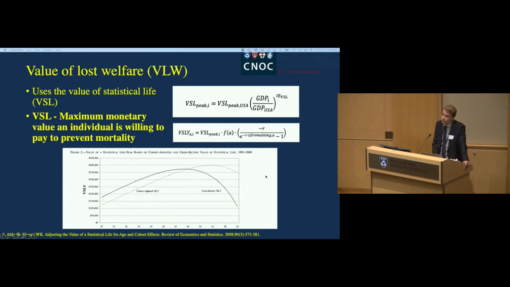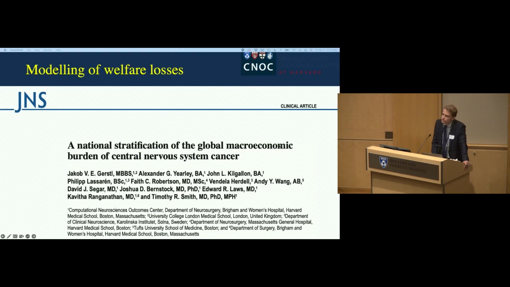But the VSL also depends on the age at which an individual is. So at middle age, the VSL has been shown to be the highest, and the overall distribution of VSL has been shown to have this inverted U-shaped distribution. We also incorporated this loss function into our model. So using this, we started out by determining the disease burden of CNS cancer globally.